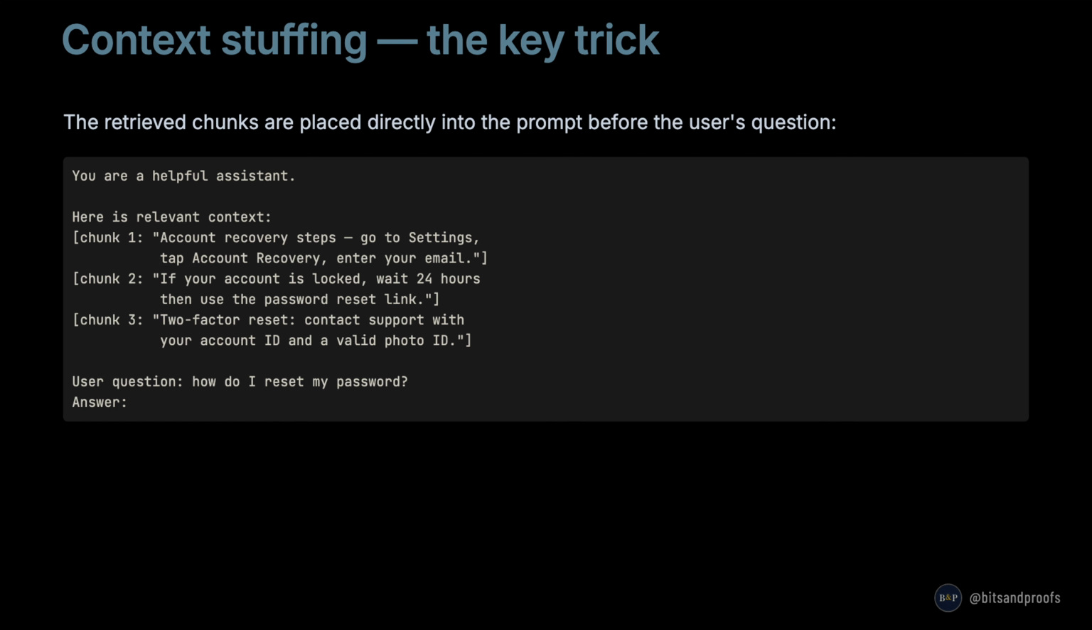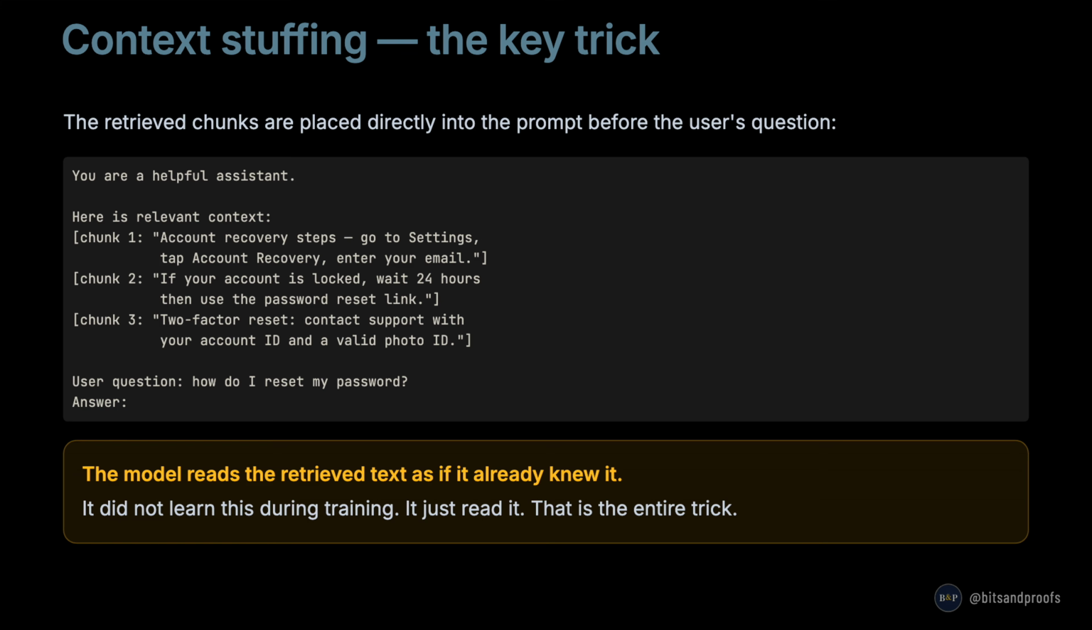You start with a system instruction, for example, you are a helpful assistant. Then comes a section called relevant context. This is where the retrieved chunks go. Chunk 1, chunk 2, chunk 3. These are the 3 paragraphs your vector database returned. Then the user's question. Then the model answers.